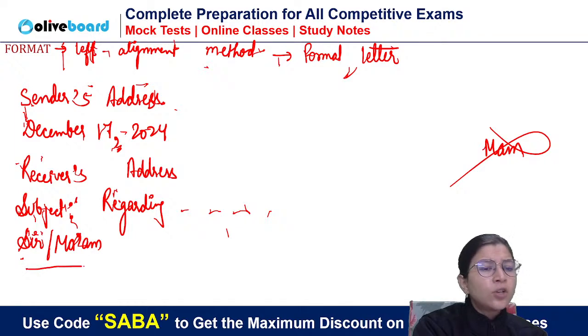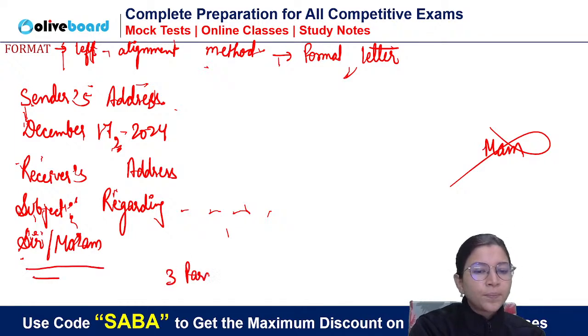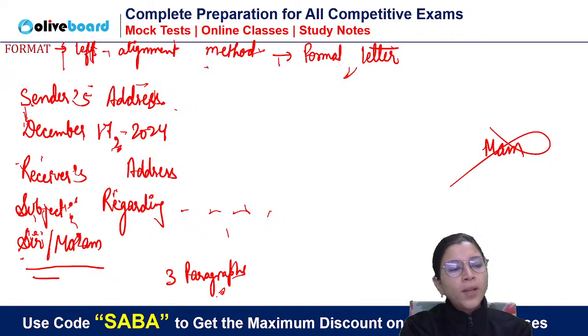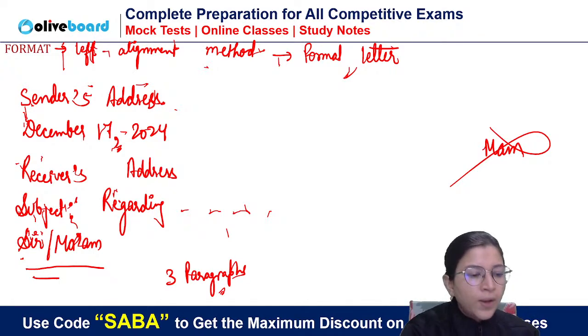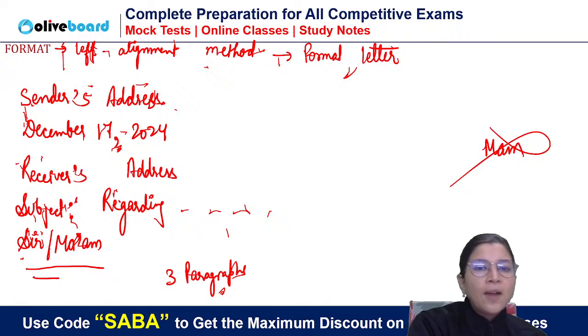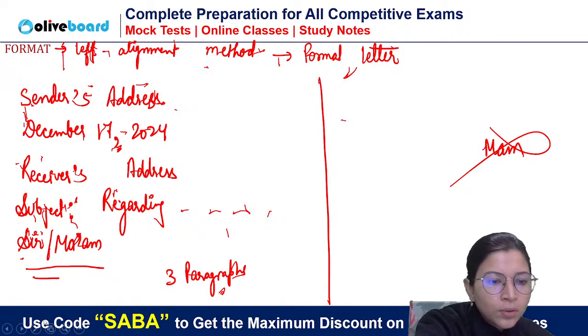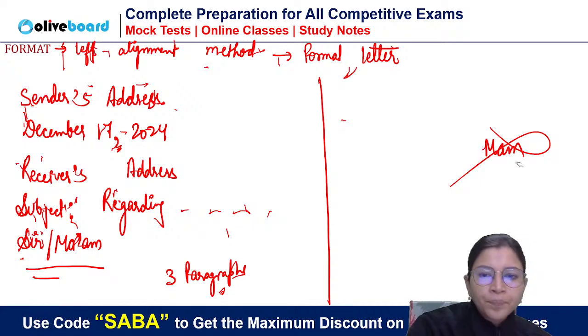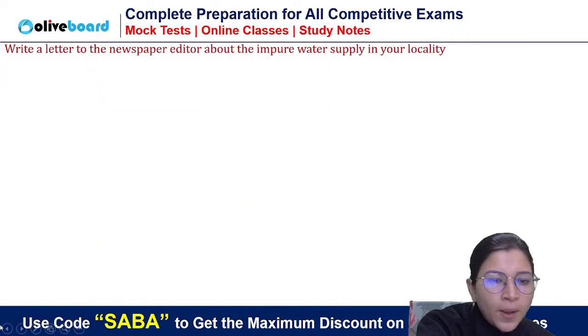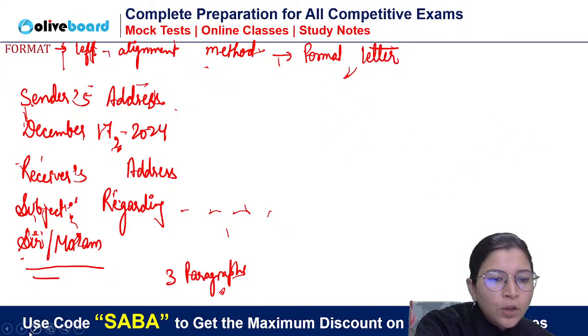Now from here starts your body. As I told, the body should be divided into 3 paragraphs. Okay, intro, main body, and then conclusion. Body should be divided into 3 paragraphs. After that, what will you write? Suppose the body is complete. You have completed your body in 3 paragraphs. So after that, what will you write?